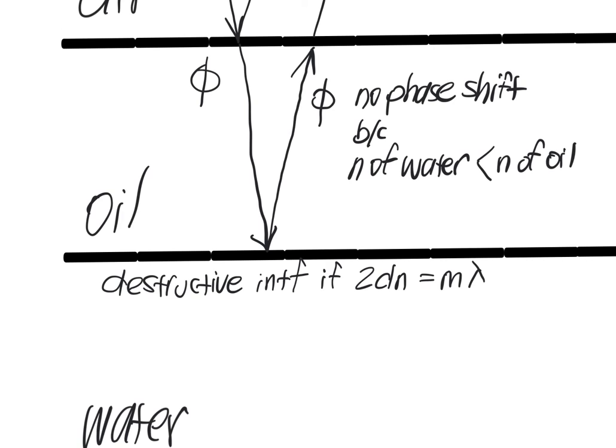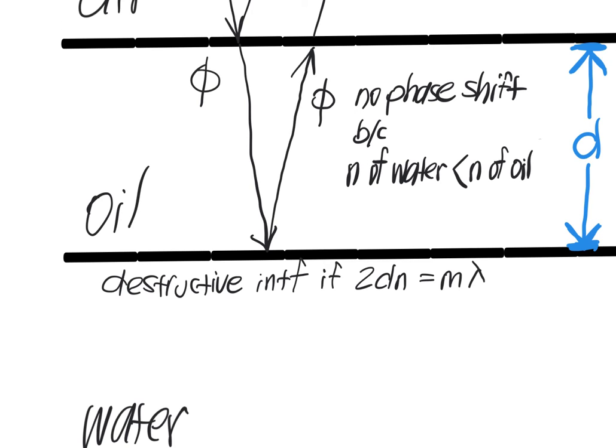So hold on one second, let me erase some of my notes here. Okay, so there's the thickness of the oil, that would be D. N would be the index of the oil, or whatever the film is. In this case, it's the oil. And then M is just an integral number, so multiples of the wavelength. And of course, lambda is the wavelength.